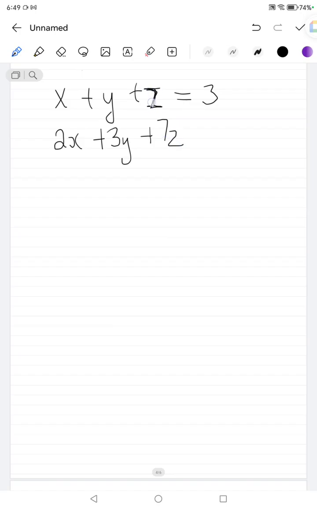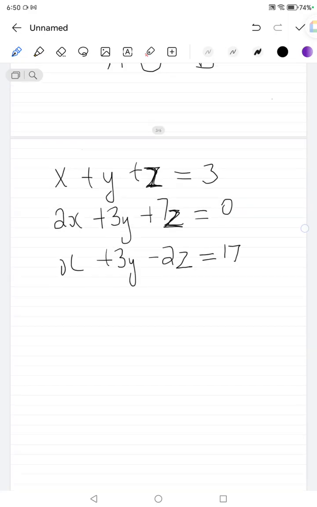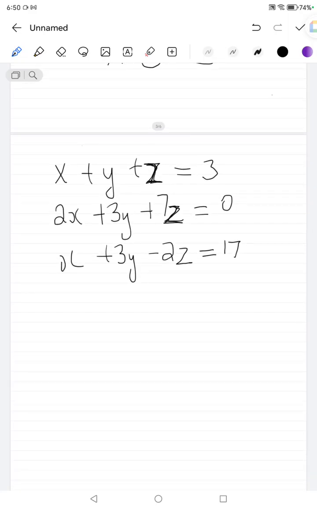Please note this one, it's a z. Your 7z will be equal to 0. Then on this line you have x plus 3y minus 2z, which would be equal to 17. This one is quite easy, but you just have to make sure that you are able to manipulate this whole system.